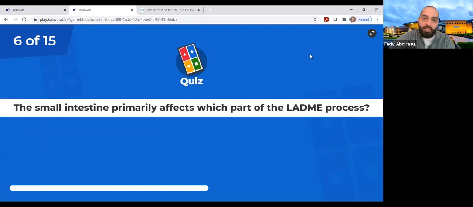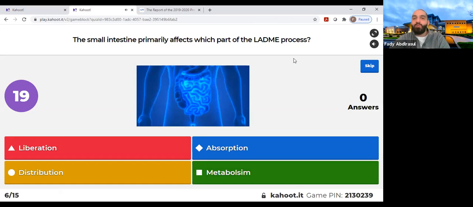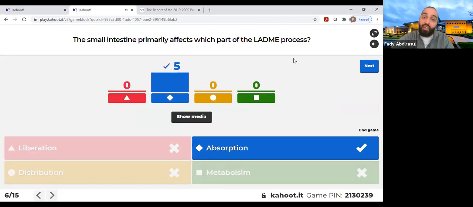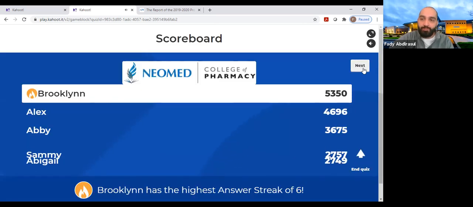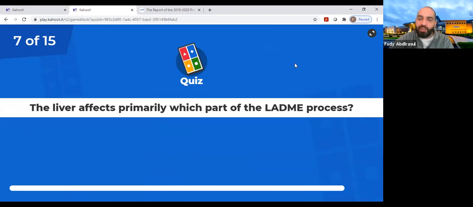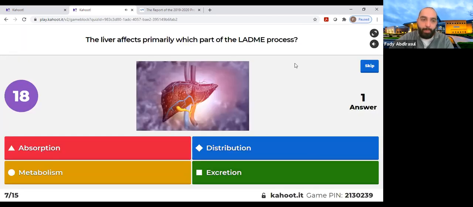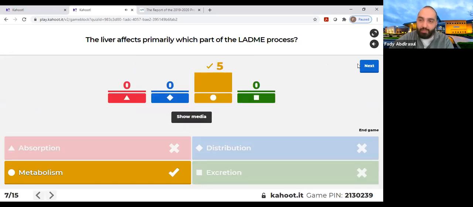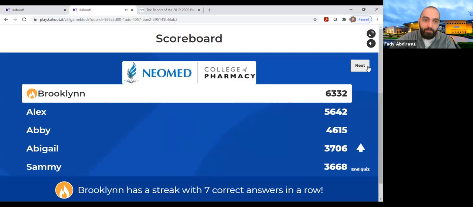All right, the small intestine primarily affects which part of the LADME process? So remember, LADME stands for liberation, absorption, distribution, metabolism, excretion. And you guys didn't need me for that. Excellent. Absorption, good. Yes, remember the largest surface area, and so it affects absorption. The liver affects primarily which part of the LADME process? Good, metabolism, exactly, yep. Most of the enzymes that break down the drug are in the liver, and so it affects metabolism, good.